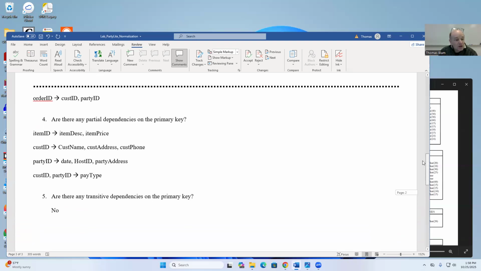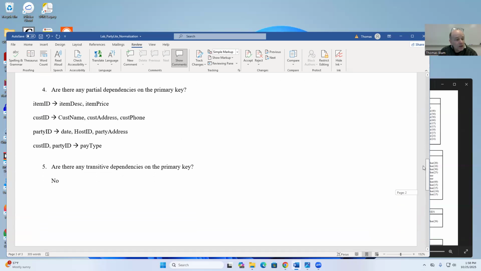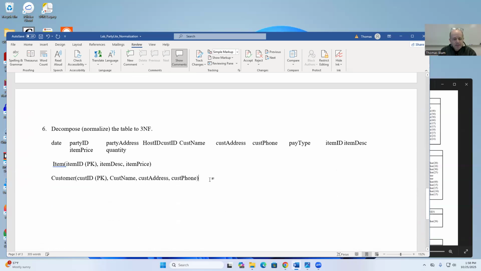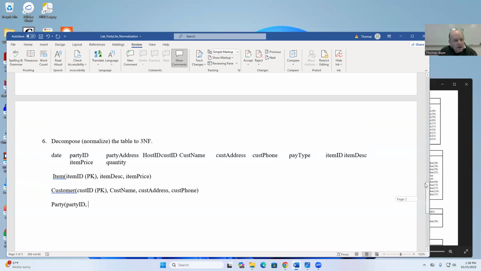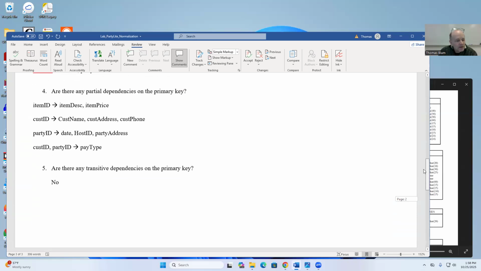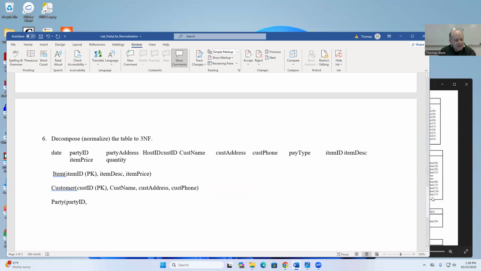Okay. What else are we supposed to be pulling out? We're supposed to pull out a party. This is the one idea in this database that was not in Northwind. So I'm going to have a party. Just going to have a party ID. It's going to have a date, a host ID, and a party address.